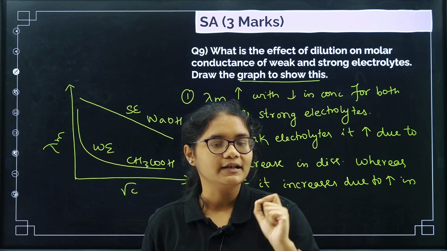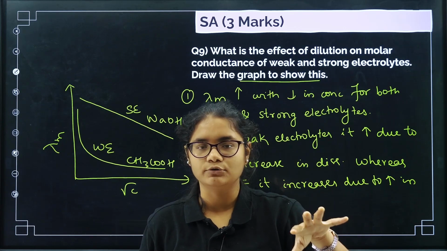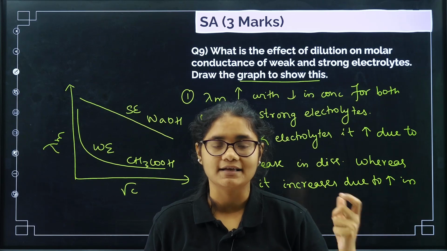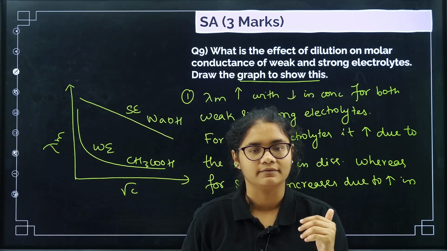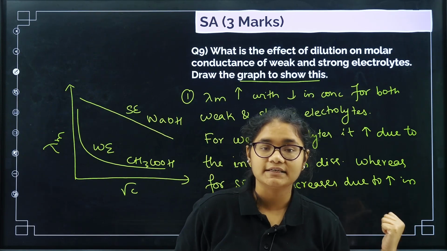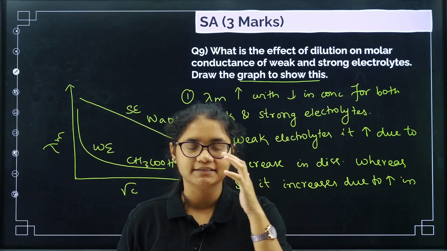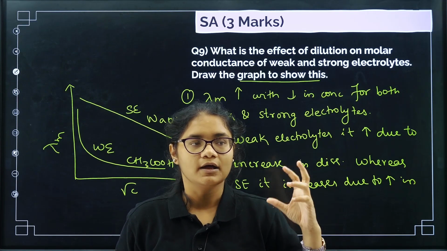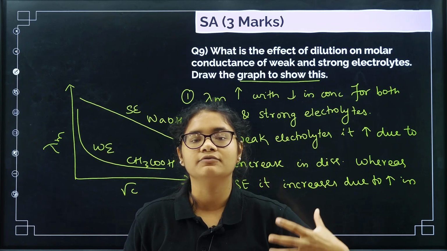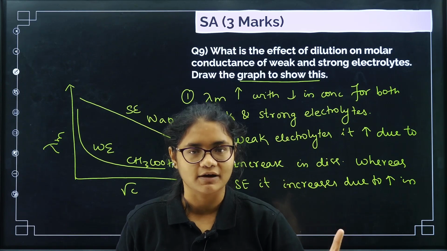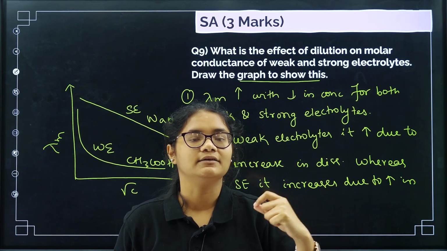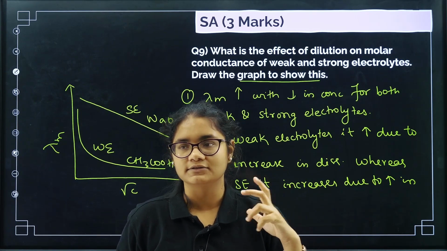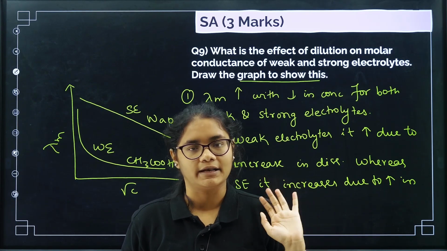What is the reason for that? In case of weak electrolyte, on dilution the dissociation increases, so the number of ions increases, and as a result the molar conductivity increases. But if you see strong electrolytes, the ions are already dissociated, we cannot increase the number, but when you dilute it, the mobility of the ions increases, they move much faster, and due to which there is an increase in the conductivity. But the rate of increase is much more in case of weak electrolytes.